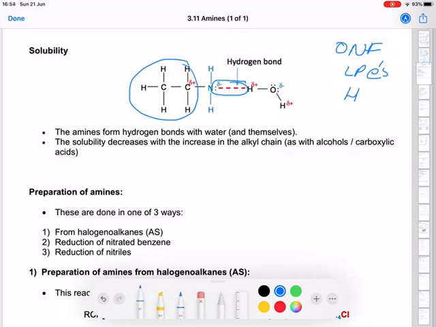Okay, so I think that's a good point to stop, and we'll have a look at the preparation of amines in the next one.